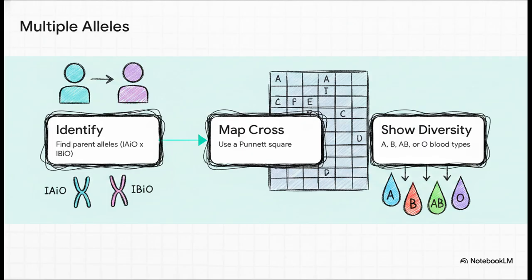Moving to step 2, we map the cross using our trusty Punnett square. And step 3, we reveal the offspring diversity. This is wild. These parents can astonishingly produce children with any of the 4 possible blood types, A, B, AB, or O. That massive diversity from just 2 parents, that's the direct result of multiple alleles at play.